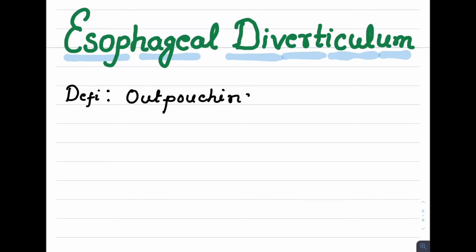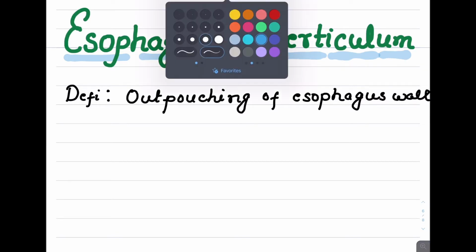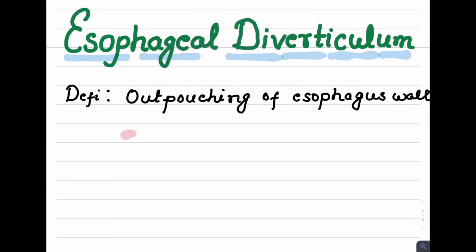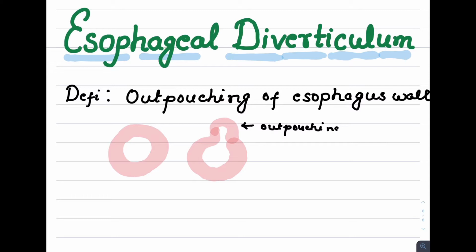What is an esophageal diverticulum? As I have written here, it is nothing but an outpouching of the esophageal wall. So this is how the definition of esophageal diverticulum or any diverticulum is given. If this is the wall of the esophagus, and there is a protrusion from the wall, it can involve all the layers or it can involve a few layers, but in both cases it will be known as esophageal diverticulum.